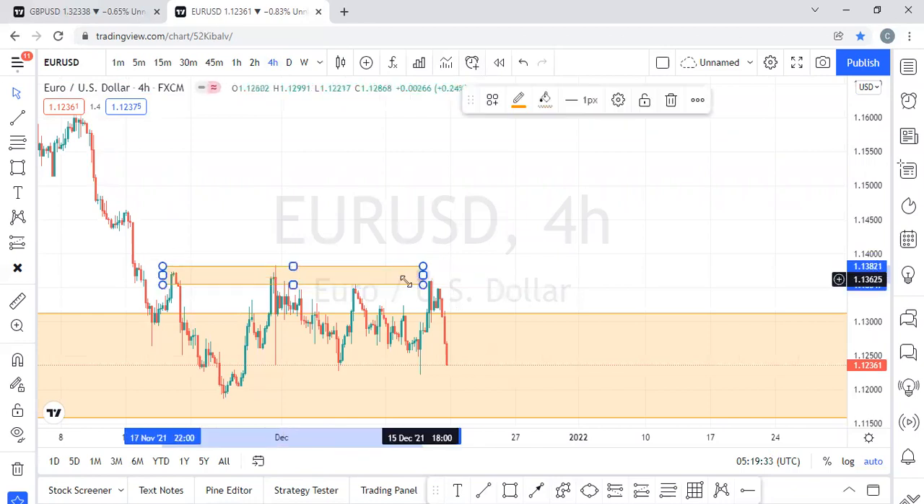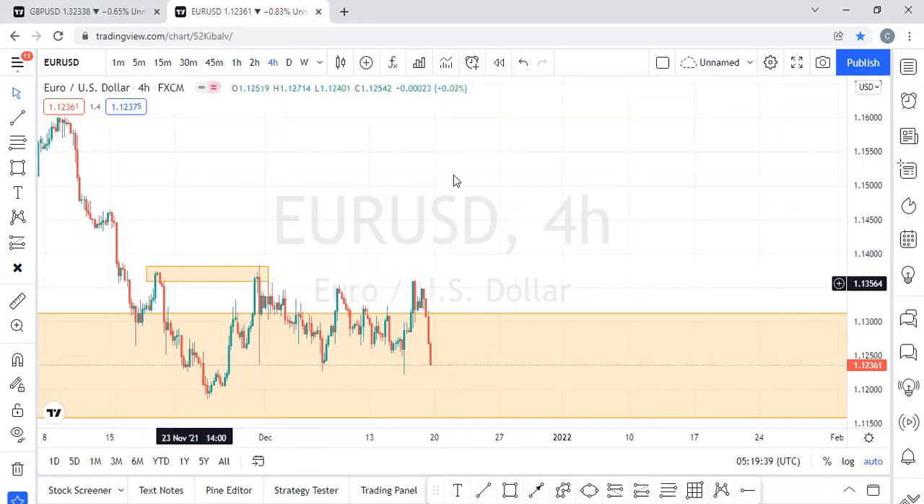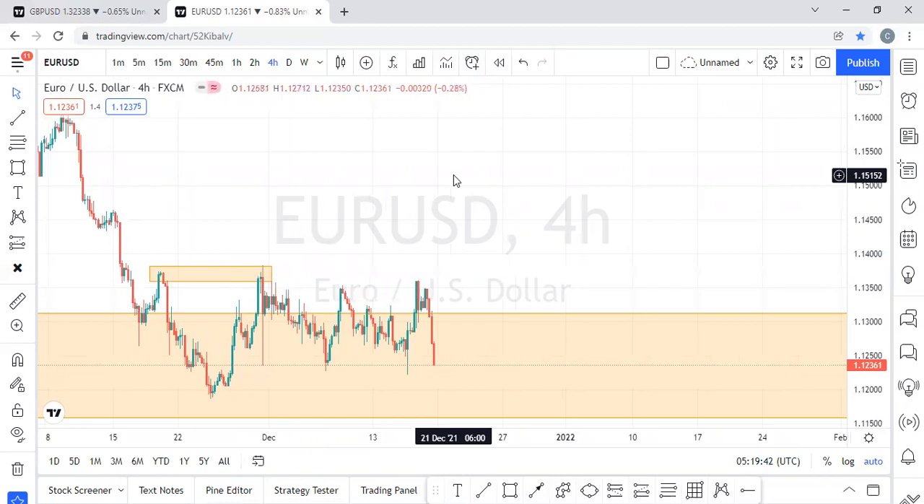When the market comes and closes above this place here, once the market closes above this lower high, then we have our break of structure. So this will be a market to stay out of for now. Even the 4-hour is bearish.